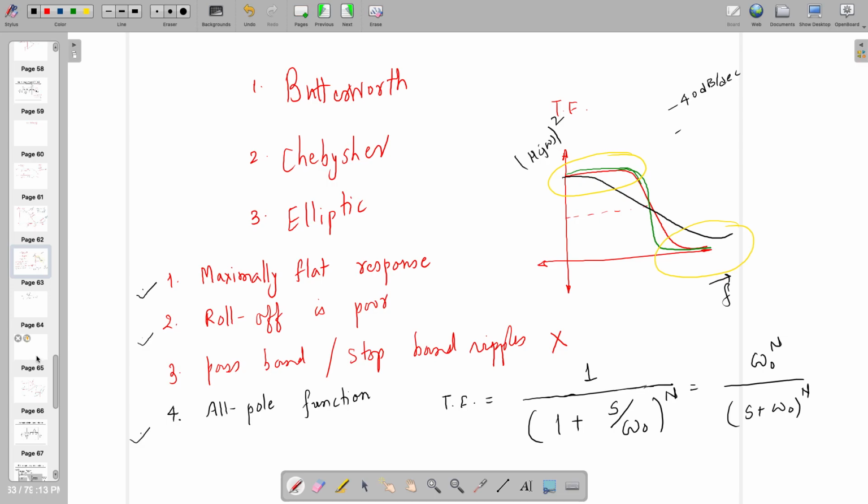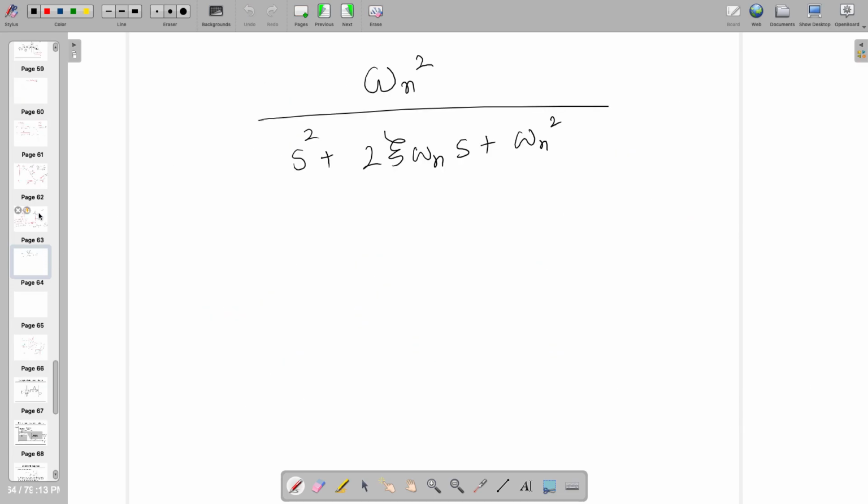And once the transfer function is available, let's say this transfer function is available, can you draw the circuit? If this transfer function is given to you, can you draw the circuit using op amp? Yes or no? Akshita, no? Okay. Piyush, yes or no?